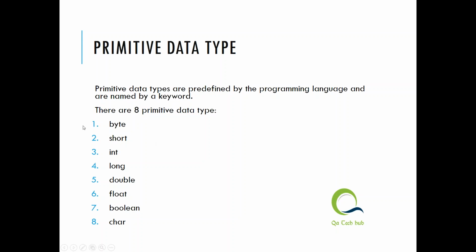The first four, if you see, are of type integer. Just the size varies: byte, short, int, long. So all four store integer type values. Then we have double and float for decimals. Then we have boolean to store true and false. And then we have char to store a single character.